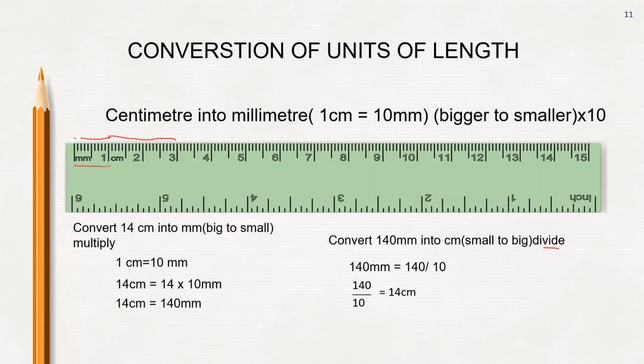So 14 centimeter. 10 one time is 10. Yes, 10 14 times is 140. Like this, we can convert from centimeter to millimeter and from millimeter to centimeter. Understand here, whenever you have to convert from smaller unit to bigger unit, you will have to divide, and when you have to convert from bigger unit to smaller unit, you will have to multiply.